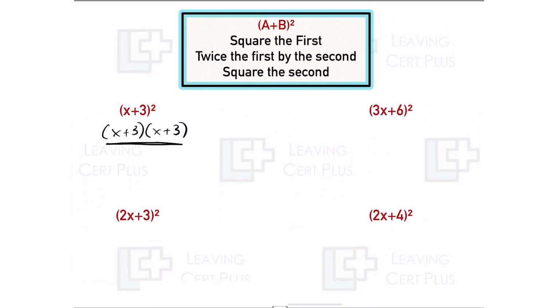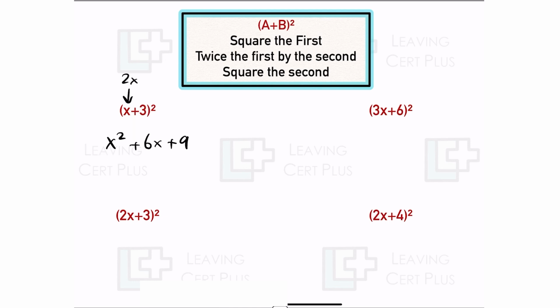So here we've got a hack. You don't have to write them out twice like this. You can learn off this rhyme that we have in the blue box. So let's do it that way. So if you square the first, it's going to be this first guy to be squared. That's going to be x squared. Twice the first by the second. 2 times that is 2x. 2x multiplied by 3 is going to give us 6x. Square the second. 3 to be squared is going to be 9. So that is your answer.